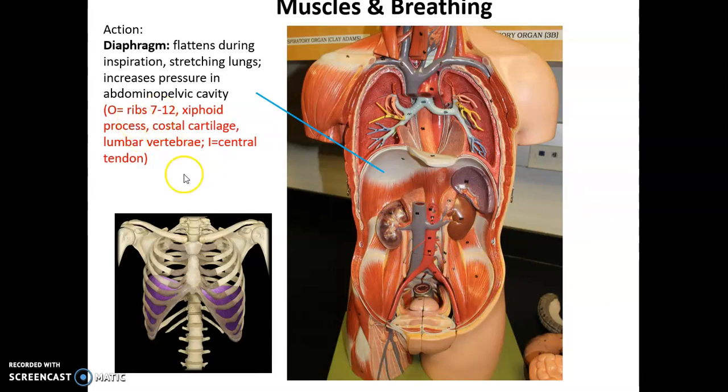Its origin is huge. Again, it is going all the way around the body. So its origin includes ribs 7 through 12, xiphoid process of the sternum, the costal cartilage, lumbar vertebrae. So it's just a big ring going all the way around. Its insertion point is part of the diaphragm itself. It is the central tendon. So the diaphragm inserts into itself.